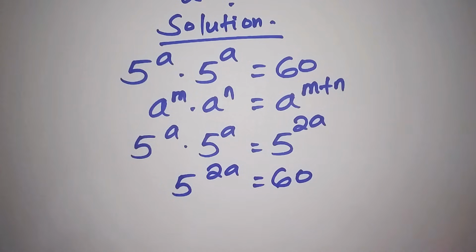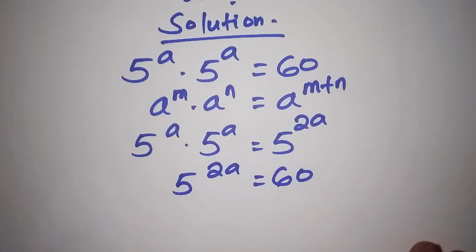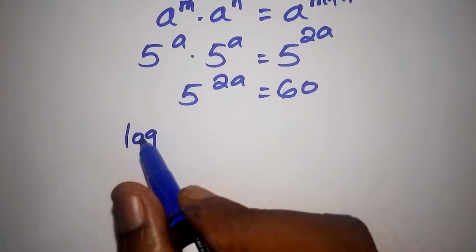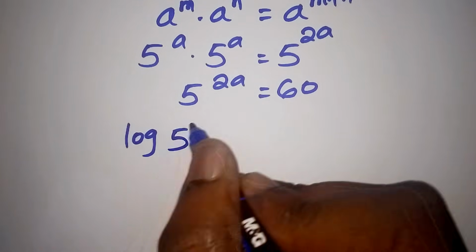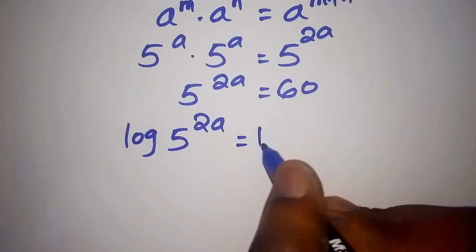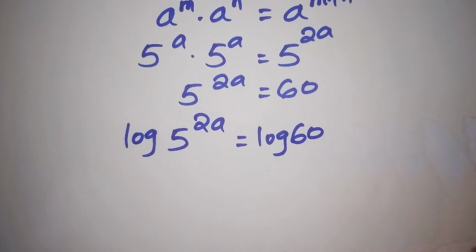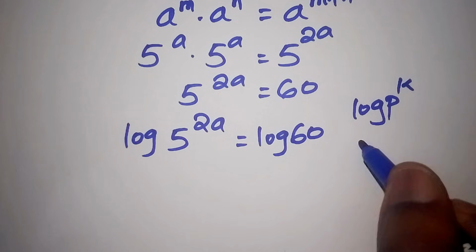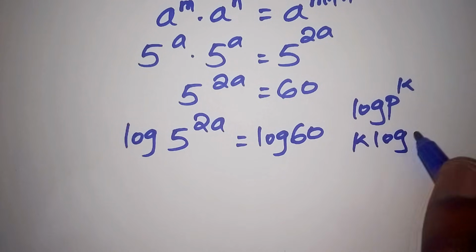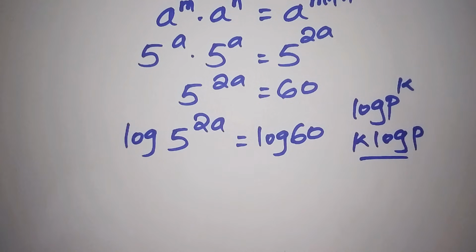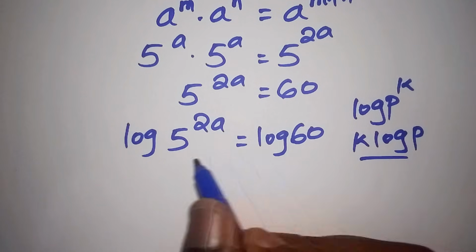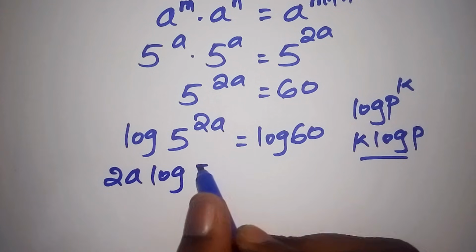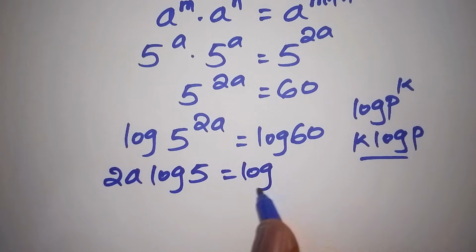Right now we are required to introduce the log on both sides. So we shall have the log of 5 to the power of 2a is equal to the log of 60. Assuming that we have the log of p to the power of k, this can be written as k times the log of p, according to the law of logarithms. So that means we shall have 2a times the log of 5 is equal to the log of 60.